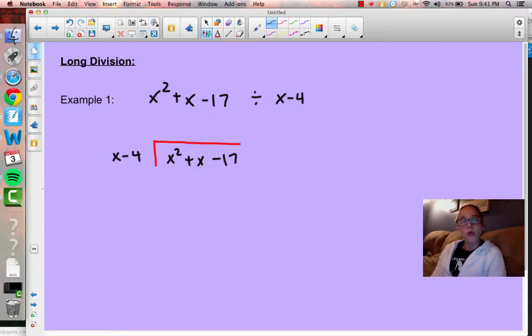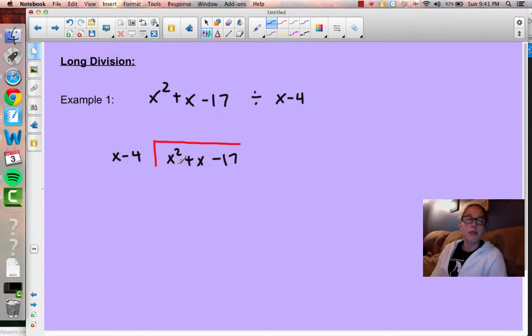Now it's important to remember that you want this to be in standard form, so that means from the highest exponent down to the smallest exponent, and you also want to make sure that everything is there. So if you have an x squared, then you need to make sure you have an x, and then you have the constant, and if you don't, you're going to have to replace those with zeros, and we'll go through examples with that here in a little bit. But what you want to do is basically start with your x value, with what you're dividing by, and then you're going to want to do some multiplication.